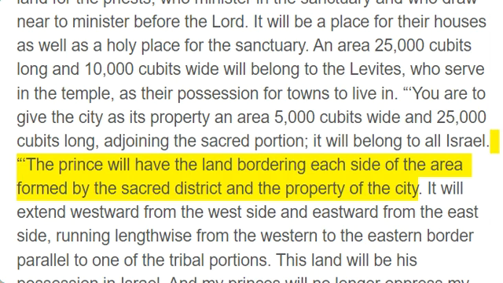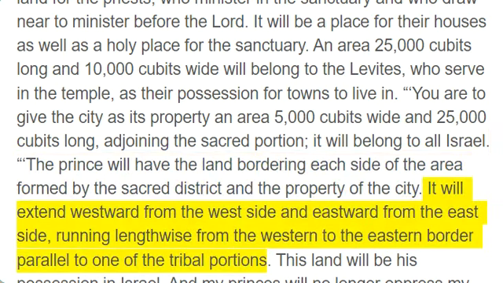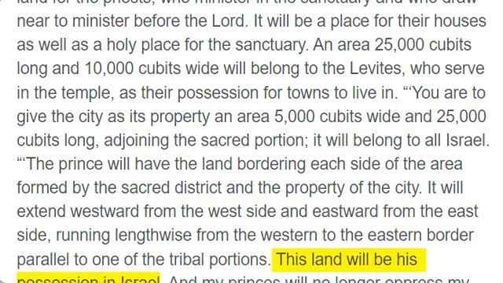The prince will have the land bordering each side of the area formed by the sacred district and the property of the city. It will extend westward from the west side and eastward from the east side, running lengthwise from the western to the eastern border parallel to one of the tribal portions. This land will be his possession in Israel.